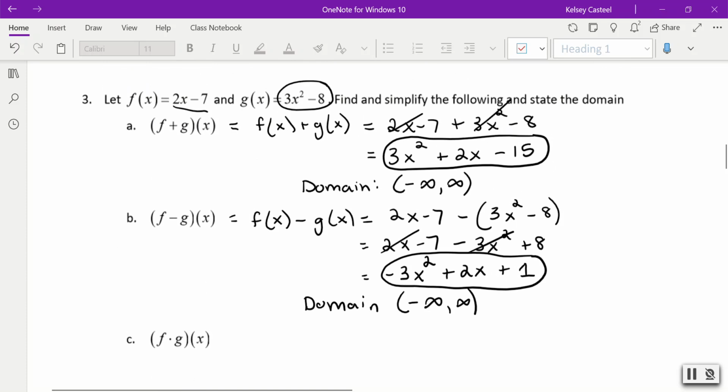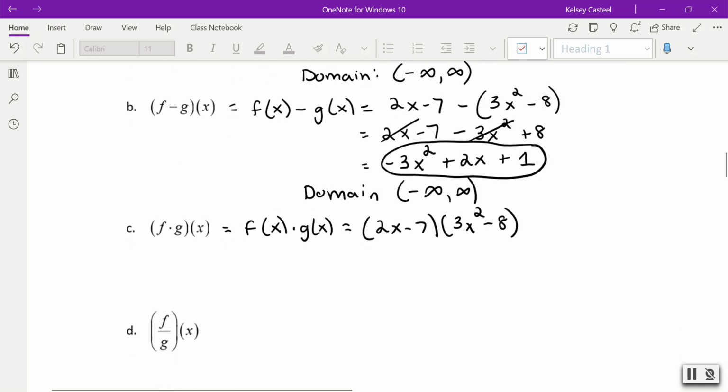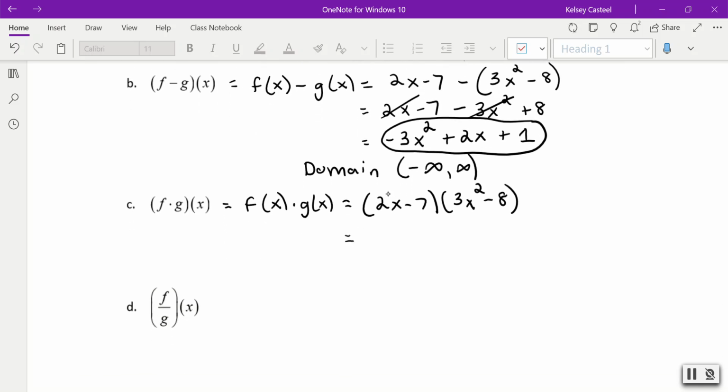Part C, another way we can create a new function is by multiplying the functions f and g. So we want to take the function f of x and multiply by the function g of x. Because both of my functions have more than one term, I'm going to use parentheses to make sure that I perform the multiplication correctly. So we just need to make sure that each term in each set of parentheses gets multiplied by every term in the other set.